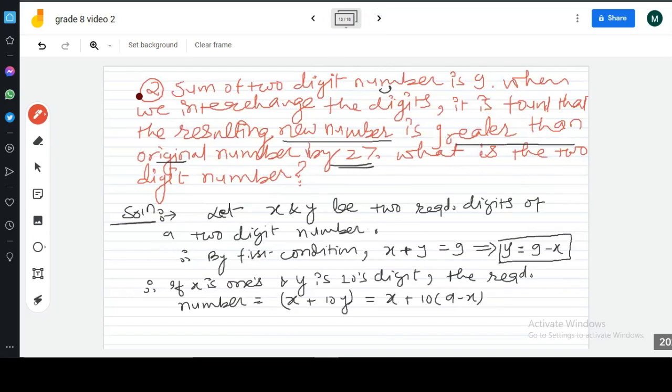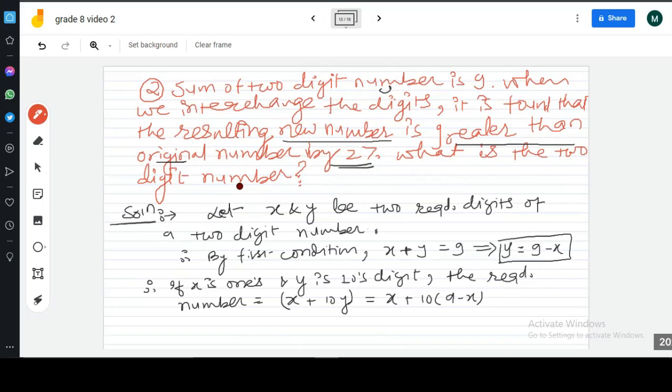Let's see one more example here. The second example. The sum is like this. The sum of the digits of a two-digit number is 9. When we interchange the digits, it is found that the resulting new number is greater than the original number by 27.